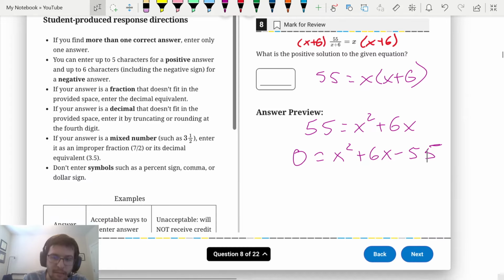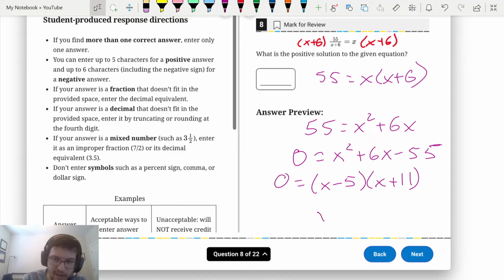So it's x minus 5 times x plus 11 equals 0. So x equals either 5. You set each of these to 0. So x minus 5 equals 0, that would give you x equals 5. x plus 11 equals 0, that would give you x equals negative 11. And the question wants the positive solution. See how it says that? So we're going to just go with the positive one, which is 5. So that's our answer, 5.